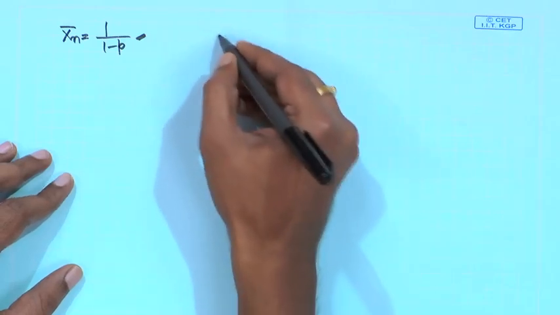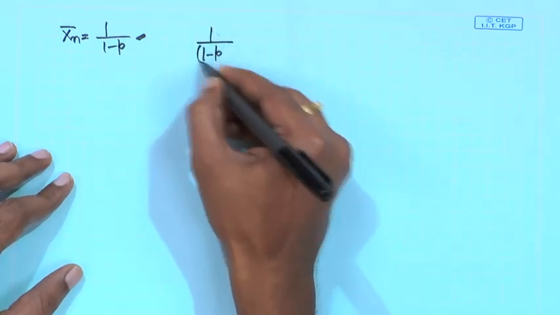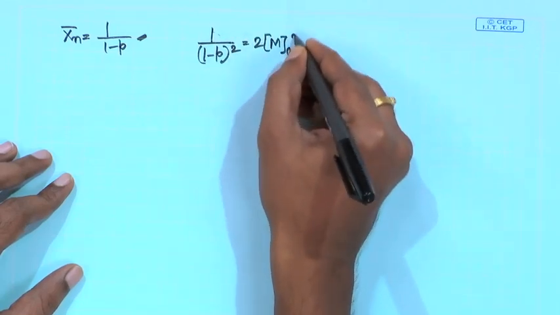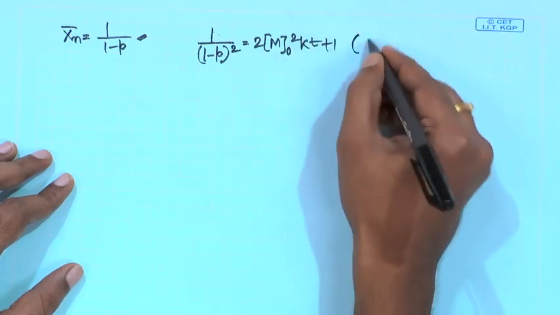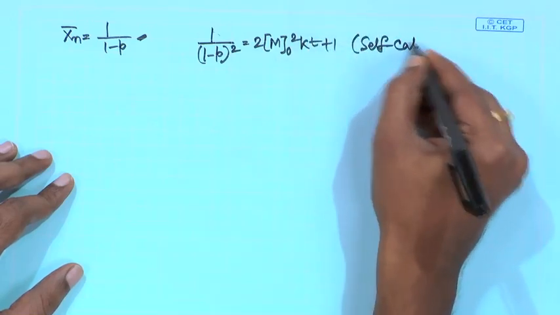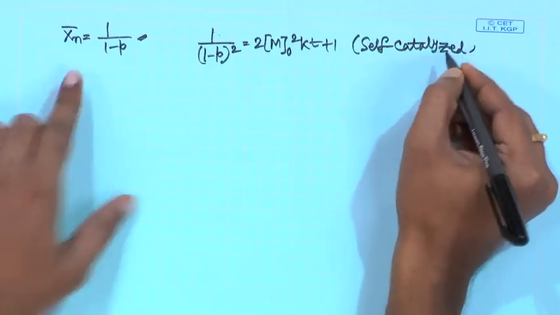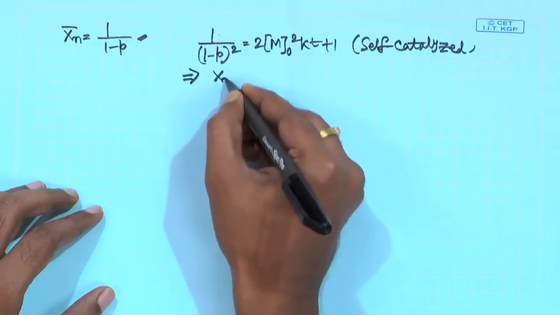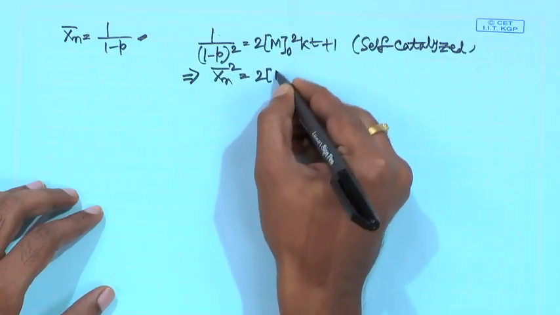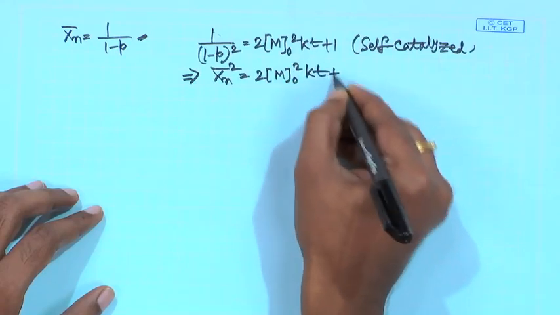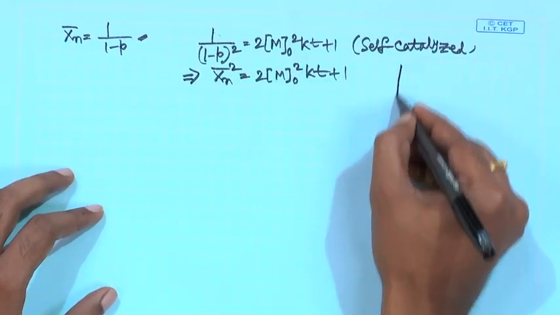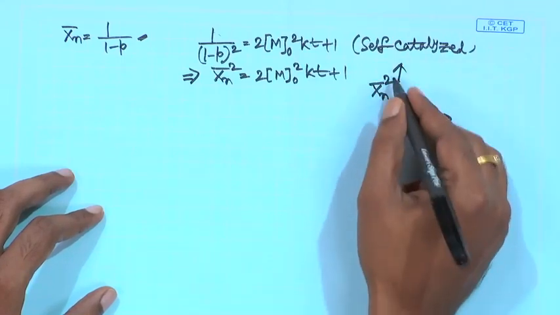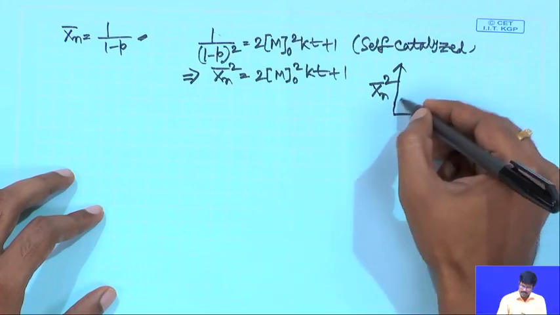Now, if we go back to the expression that we had got, 1 divided by 1 minus p square equals 2 m 0 square kT plus 1, that is for self catalyzed reactions. If we use this expression here, then xn bar square equals 2 m 0 square kT plus 1. Which means that basically the square of the number average degree of polymerization varies with T linearly.